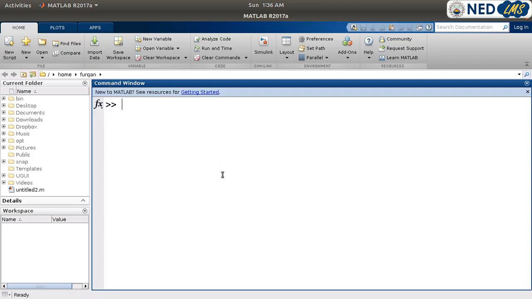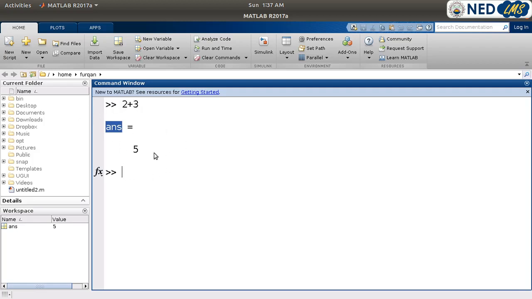This screen, named command window, is used to write commands or expressions we want MATLAB to execute immediately. For example, I'm writing here the expression 2 plus 3. The moment I hit enter, MATLAB will evaluate this expression and display its result immediately on the screen. The variable here named ans is MATLAB's default variable to store a result if we haven't mentioned any variable to store it, as is the case here.